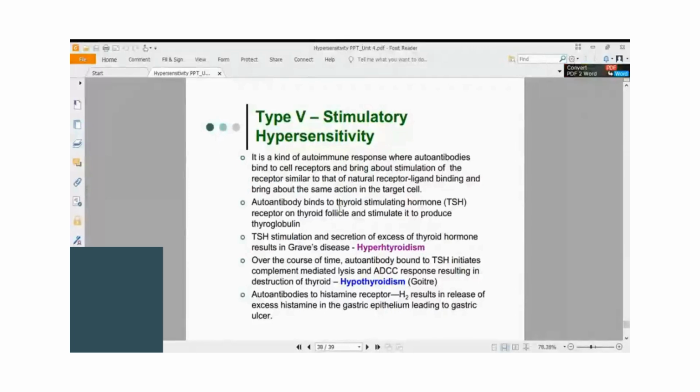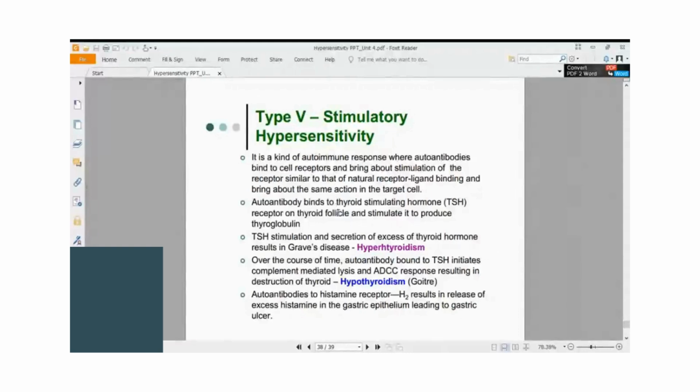Anterior pituitary produces TSH, thyroid stimulating hormone, that comes and binds to this receptor, the TSH receptor, on the thyroid follicles and stimulates the thyroid follicles to produce thyroglobulin, that is the thyroid hormone. Okay, so this is the natural process where thyroid stimulating hormone secreted by the anterior pituitary binds to the receptors on thyroid follicles and stimulates them to produce thyroglobulin.